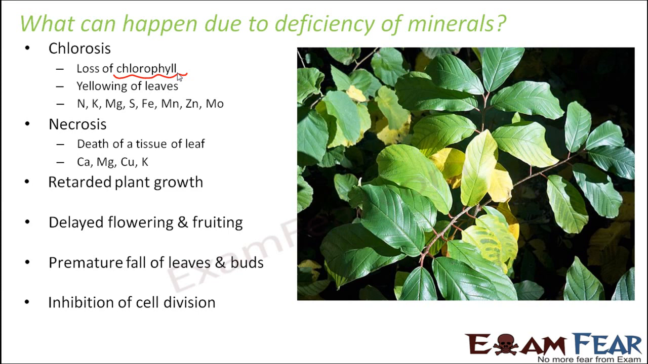Retarded plant growth, it's like there are many elements which help with the plant growth. For example, nitrogen, phosphorus, sulfur. So if they are not there, plant growth will be reduced. Delayed flowering and fruiting. So many elements participate in formation of flowers and fruits like nitrogen, sulfur, molybdenum. So if they are not there, flowering and fruiting will be delayed. Premature fall of leaves and buds. So the leaves fall off before the desired time. So this happens due to deficiency of magnesium.